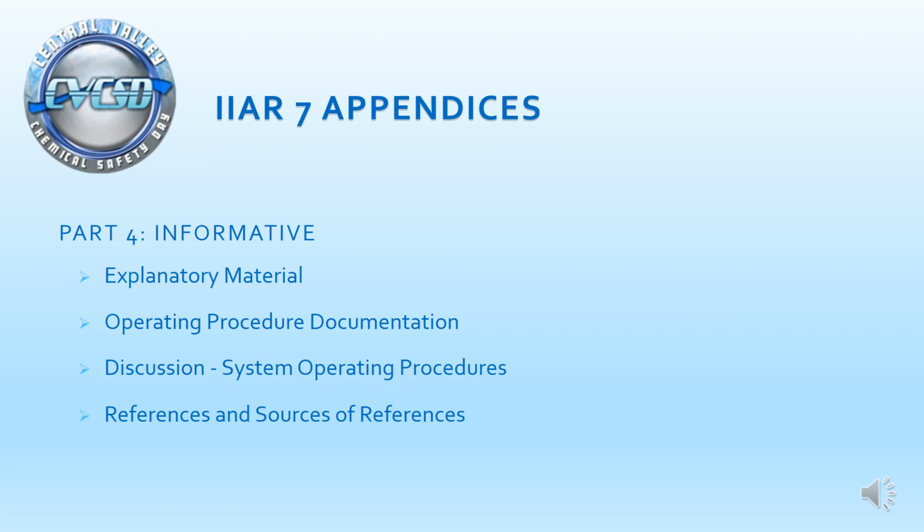The operating procedure documentation section is pretty brief, and then there's some good discussion on system operating procedures, and it gets into some of the simple skid systems versus the complex refrigeration system, and some guidance on where system-wide operating procedures would be more applicable than developing equipment-specific procedures. So there's also the reference and sources of references section in the appendix.